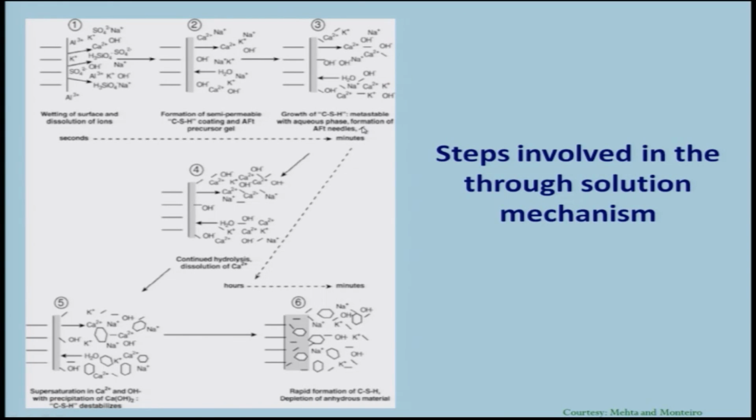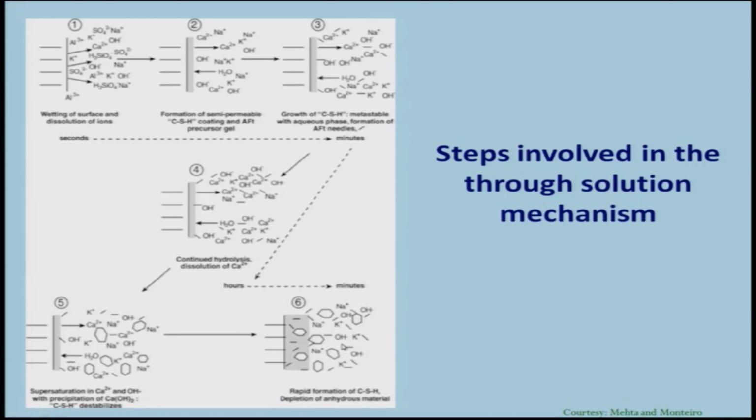and with time continued hydrolysis takes place, which is step 4, and you see that the calcium ions go into solution, and it goes to the fifth stage, where it is explained as supersaturation in calcium ions and OH- ions and precipitation of calcium silicate hydrate gel, calcium hydroxide and others.